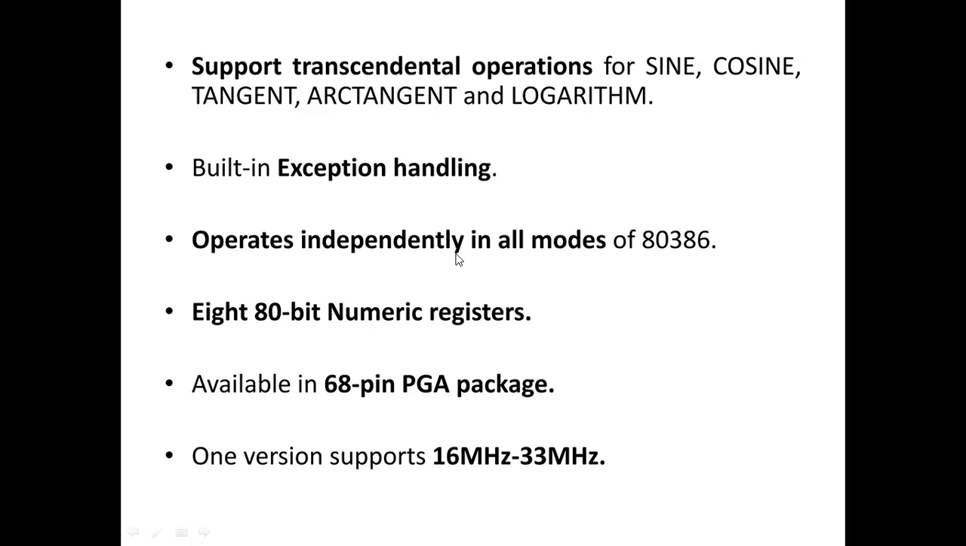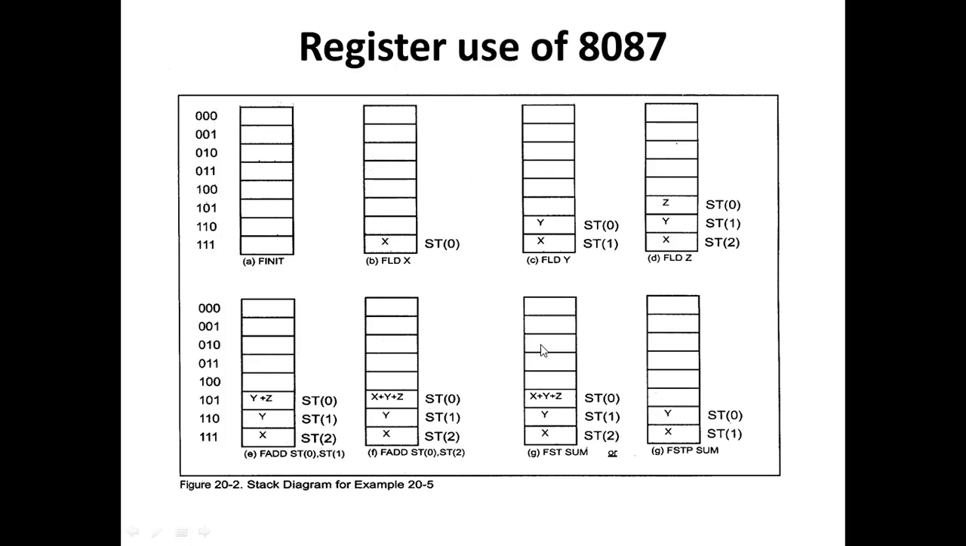The 387 NDP has eight 80-bit numeric registers. It is available in a 68-pin PGA package. One version supports 16 megahertz and another 20 or 33 megahertz. The registers used for the 80387 are as shown in the figure.